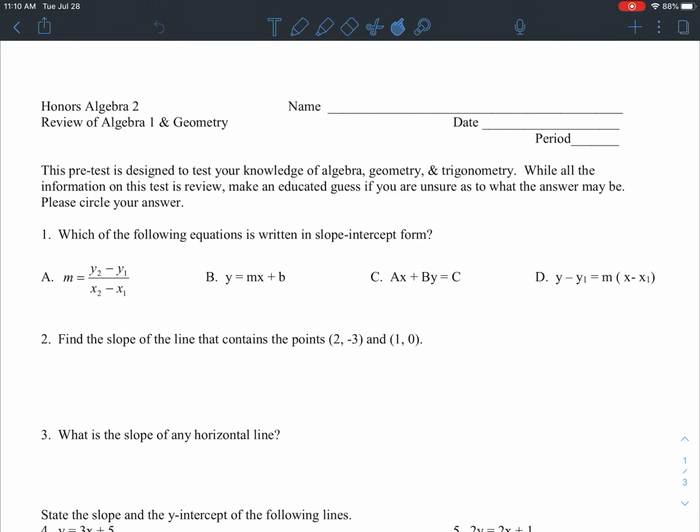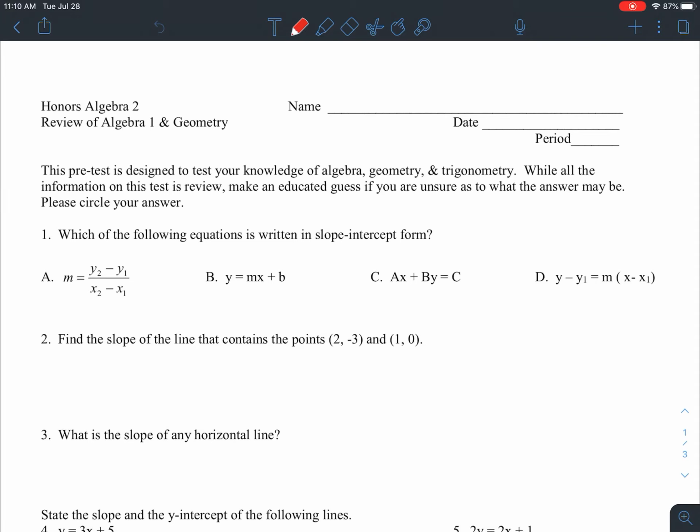Okay, hey, we are going to go ahead and talk through some of this pretest. This is all review material that you should have seen in Algebra 1 and Geometry prior to you joining Honors Algebra 2 here. Okay, so some of these are pretty simple here.